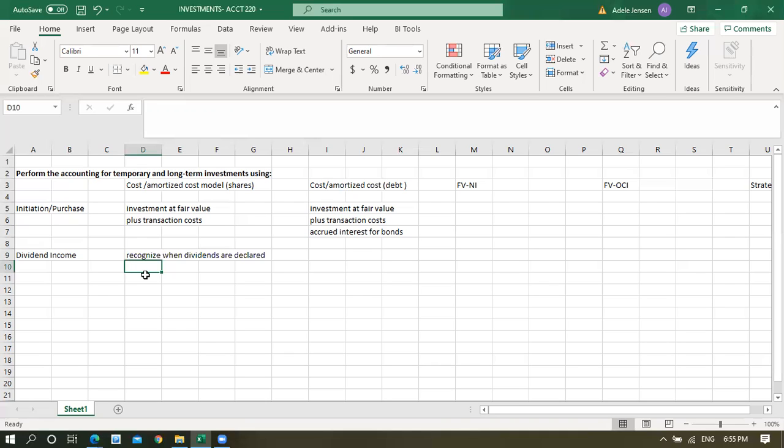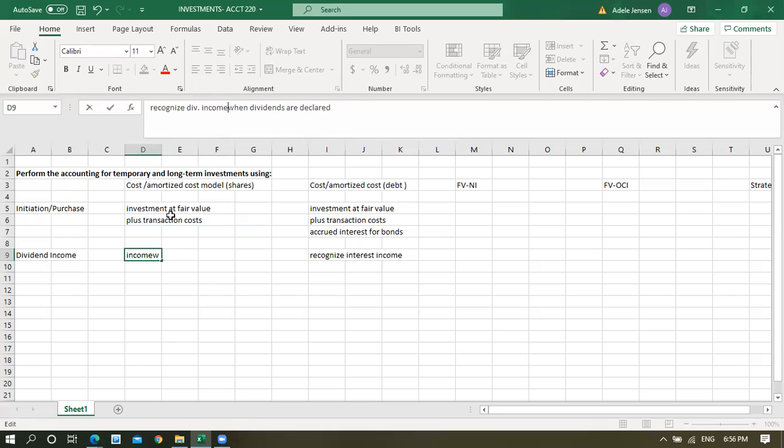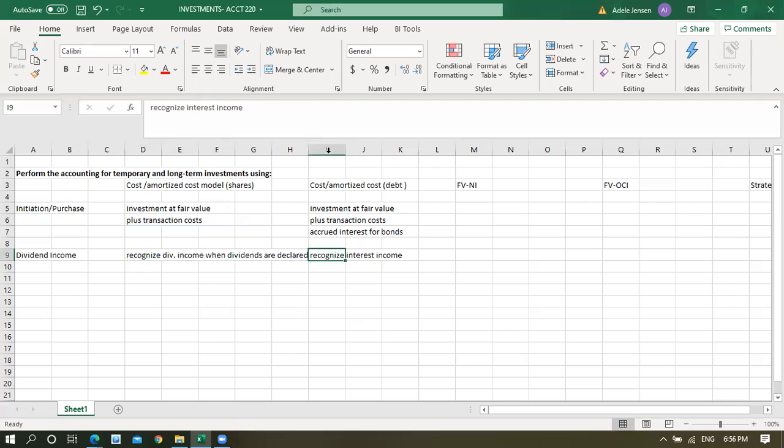When there's that right to receive that dividend. Okay, and then for the debt instruments, we would recognize interest income and not dividend income. So here we would recognize dividend income, and here we're recognizing interest income. So just a different classification when you're making your journal entries.